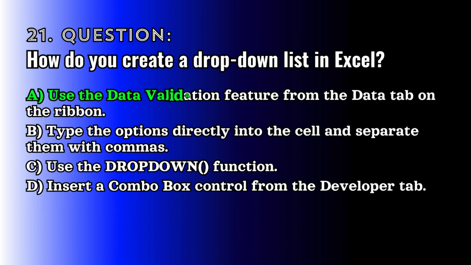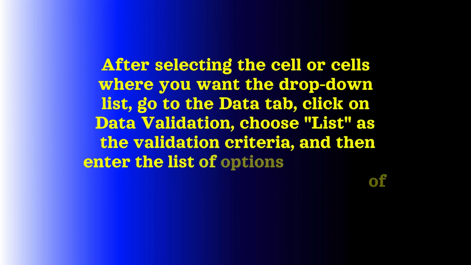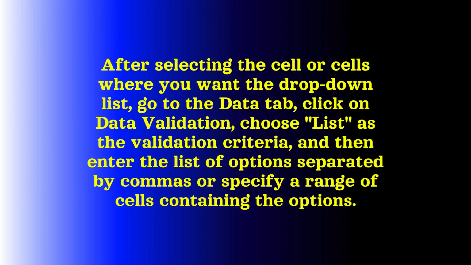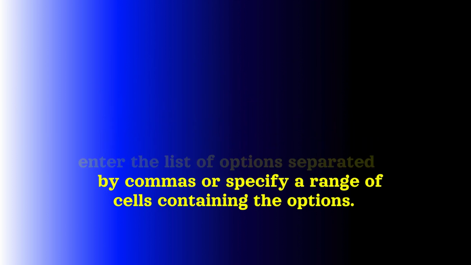So, the correct answer is option A. Use the data validation feature from the Data tab on the ribbon. After selecting the cell or cells where you want the drop-down list, go to the Data tab, click on Data Validation, choose List as the validation criteria, and then enter the list of options separated by commas or specify a range of cells containing the options.